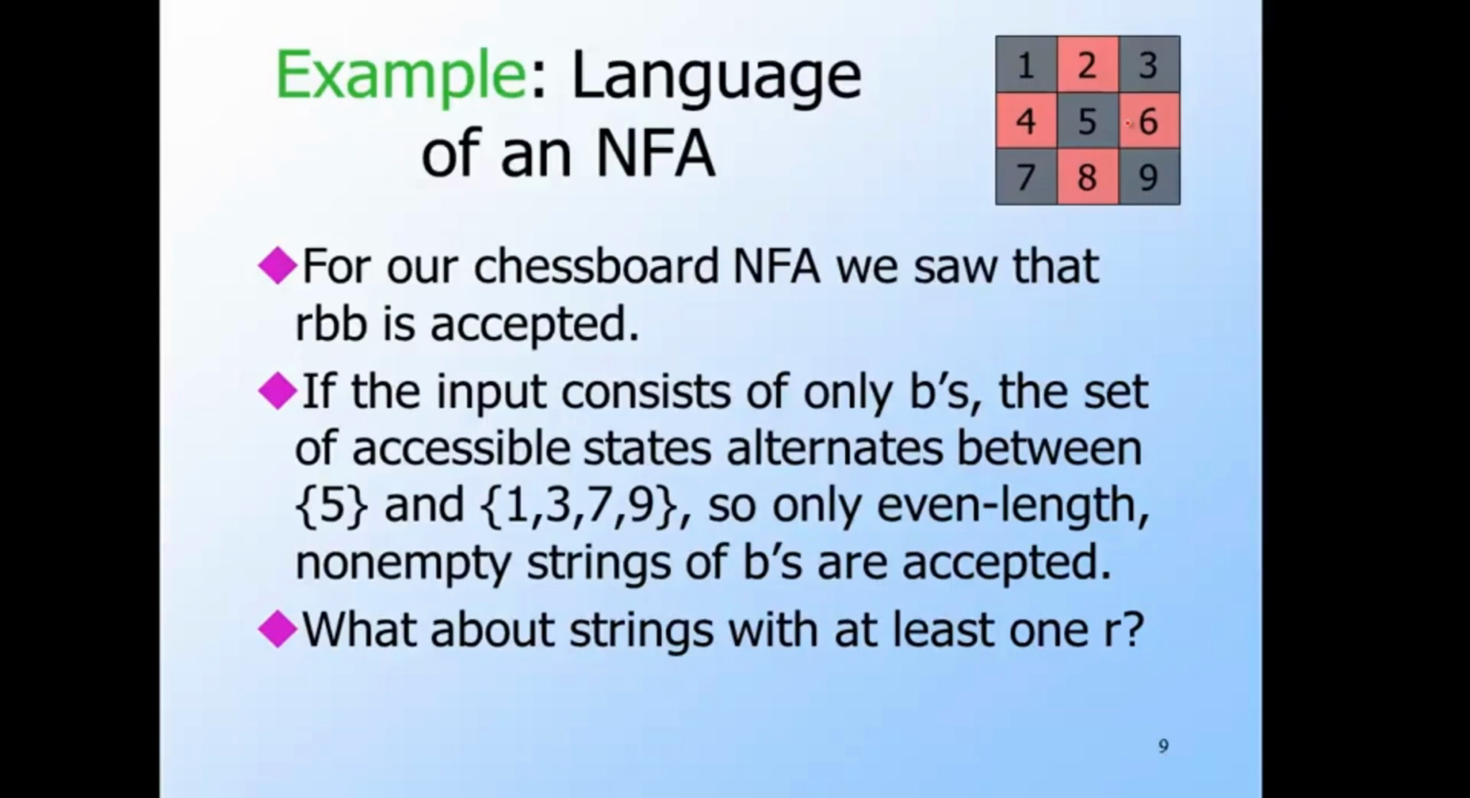As a result, you accept all the even length non-empty strings. That is BB, BBBB, 6 B's, 8 B's, and so on. And you don't accept strings B or BBB, and so on, the odd length strings. Okay. It's less clear what happens when there are R's in the input. Obviously, an accepted string must end in B because only state 9 is accepting, and you only get there on a B move. But I'll leave it to you to figure out exactly what strings with one or more R's are accepted.